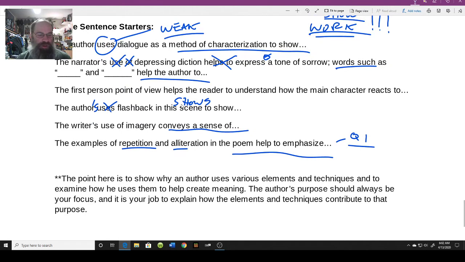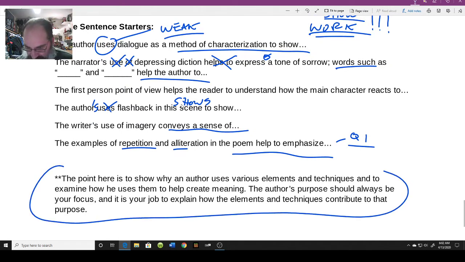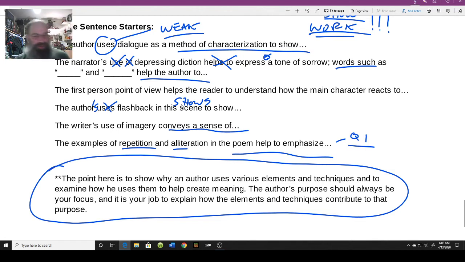All right, so the point here, this is the thesis of the whole thing. The point here is to show why an author uses various elements and techniques and to examine how he or she uses them to help create meaning. So meaning is theme. What the heck did it all mean?